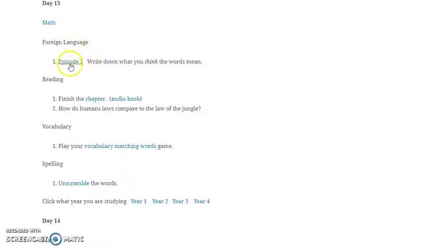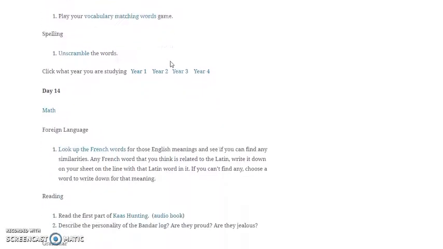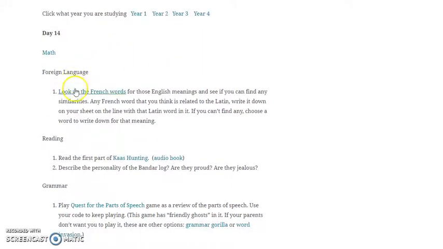So here's the same Latin video, and they're writing down what they think the words mean. And now they're looking up the French words for those English meanings and seeing if they think it's related to the Latin. Okay, so what I'm doing here is just training them in language learning.